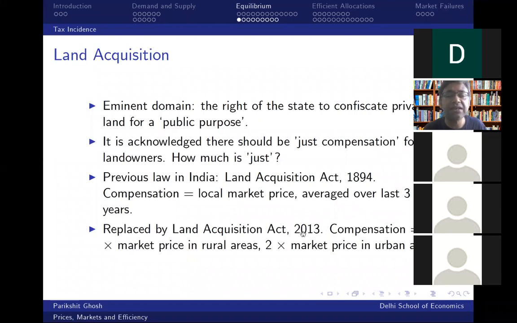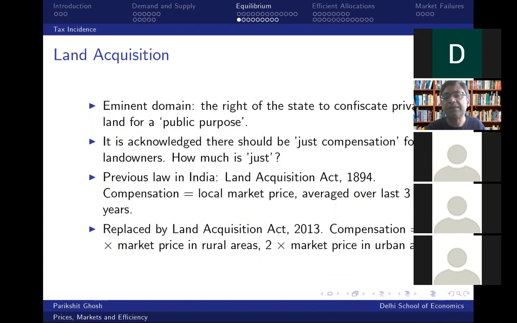And what was the gist of that? The compensation now has to be 2 times the market price in rural areas. Sorry, 4 times in rural areas and 2 times in urban areas. Among other things, there were other elements. There has to be a relief and rehabilitation package, etc., etc. Some other payments have to be done. But mainly, instead of paying market price, the new law said it has to be some markup over market price. In fact, significant markup in rural areas.